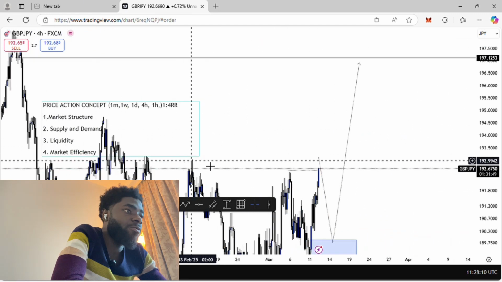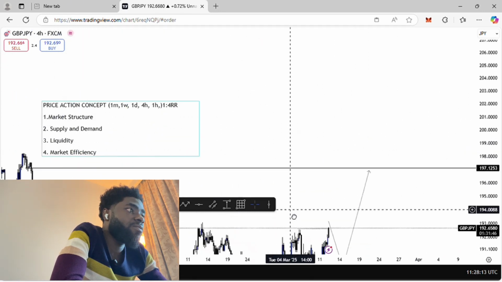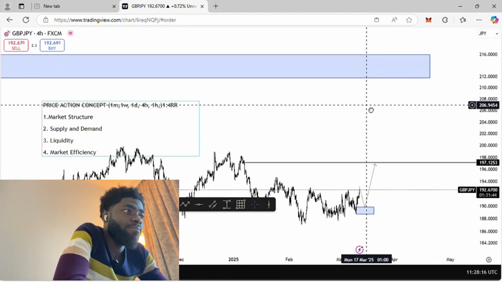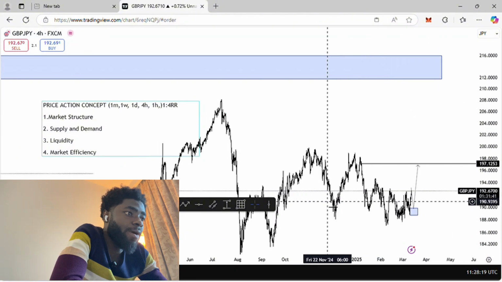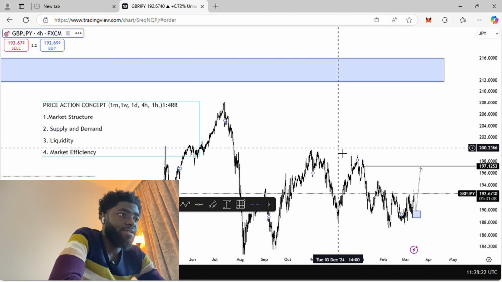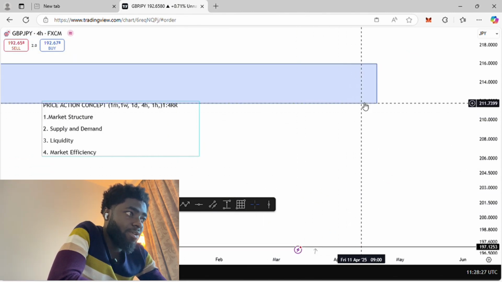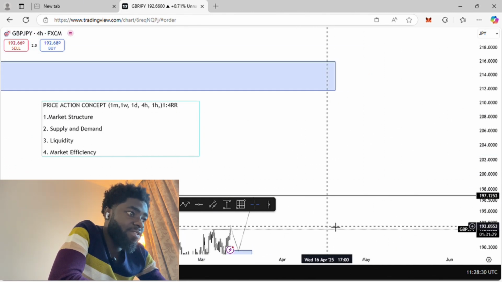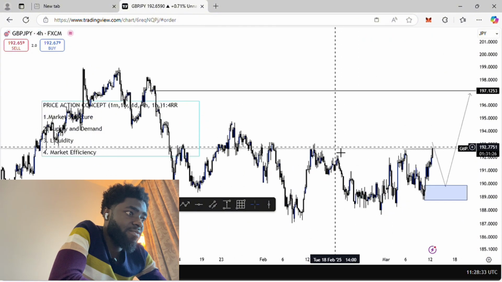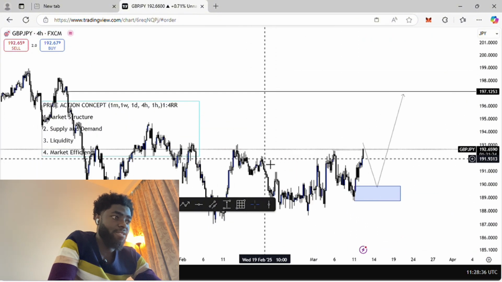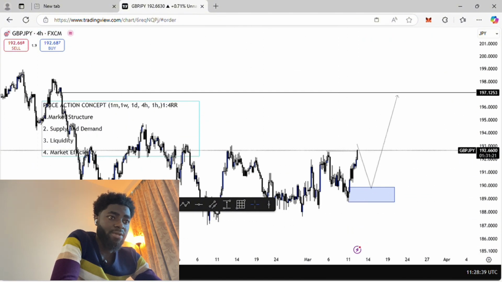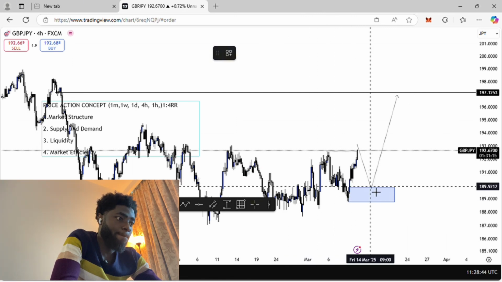So now, until we get to this supply zone, I wouldn't be looking for sells. I'll be looking for buys. This is the GBPJPY analysis. And if we get to this supply zone, trust me, we will be having massive sells. Price will be selling off massively. So for now, this is my perspective on GBPJPY.